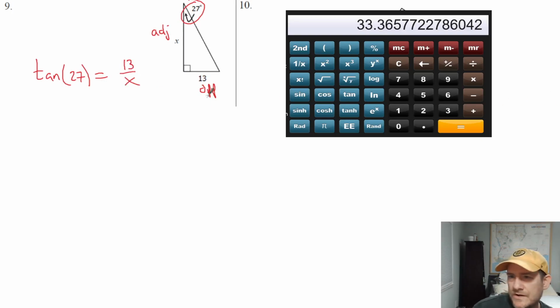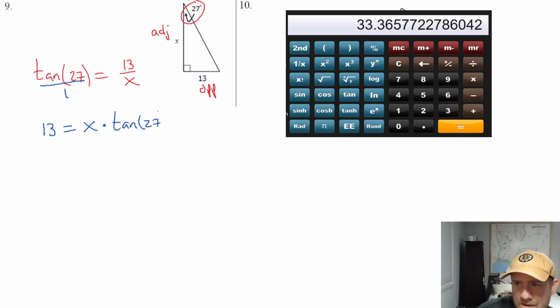And so again, to solve, if I put this over 1, then I'm going to get 1 times 13 is 13. It's going to equal x times the tangent of 27. And that means to solve for x, I'm again dividing. So I'm going to end up with 13 divided by tangent of 27. And it's going to equal x.